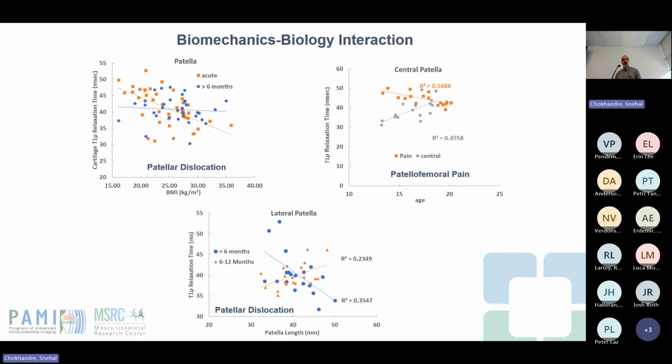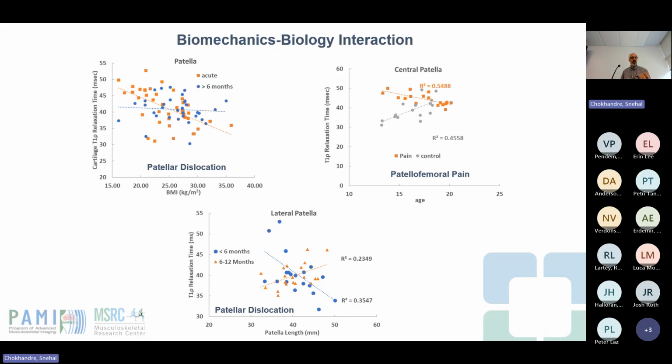I don't need to go into all of them in detail, but what they're really showing is, for different populations, we've got patellar dislocation patients, patellofemoral pain patients. We already showed data on injured versus uninjured knees, and the response to anatomical parameters like patellar length, the body mass parameters, and other things like age depends not just on whether you're injured or healthy, but what phase of your injury you're in.